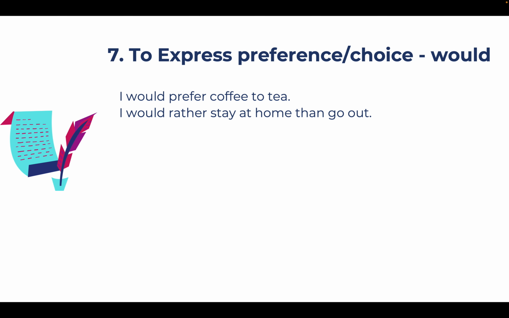And the seventh case is, to express your preference or choice, we have to use would. For example, I would prefer coffee to tea. So here you are preferring coffee. And the second example is, I would rather stay at home than go out. So here you are saying you prefer to stay at home rather than going out.